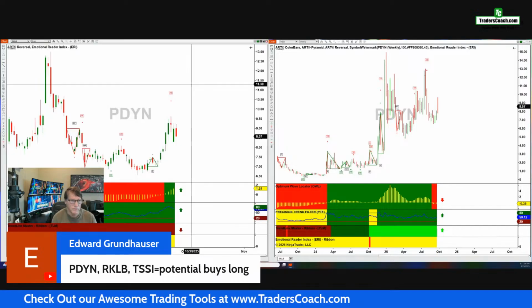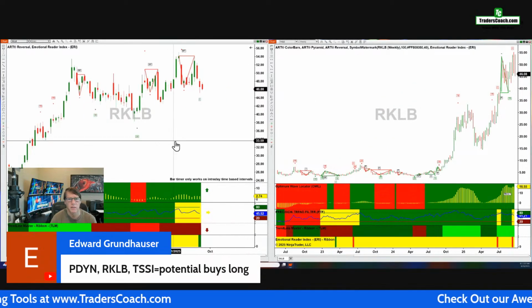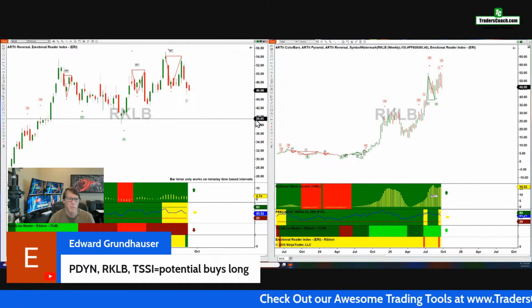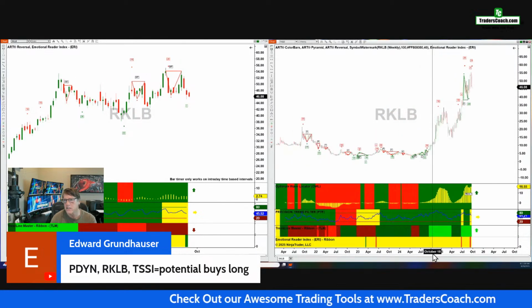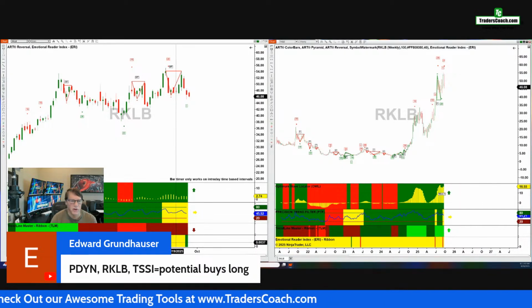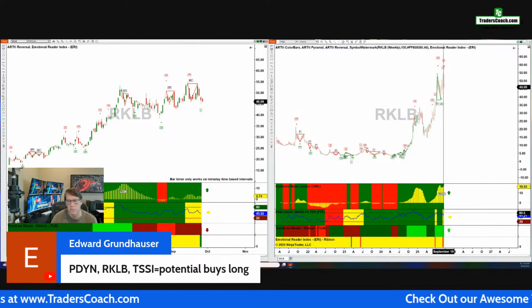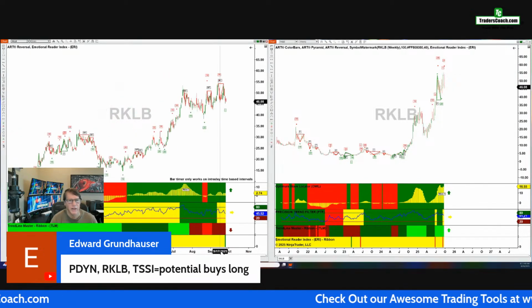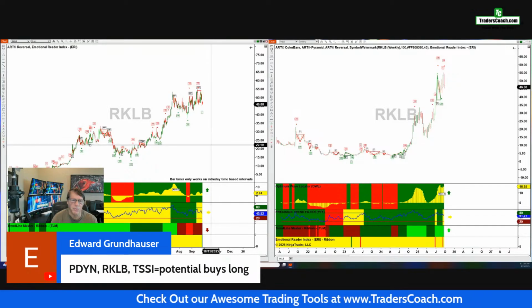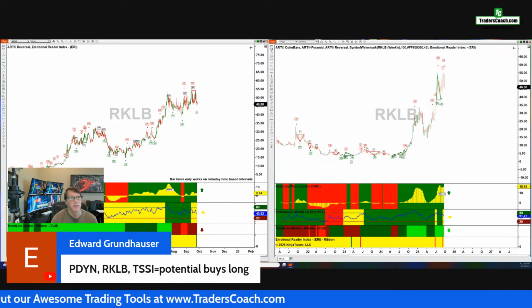RKLB. Let's see what we got cooking on this. Okay, so from a weekly standpoint, we're already up in the stratosphere. Are we going higher? Well, now we have yellow PTFs, so that takes that edge off the table. I would wait on this one. I think probably a pullback is in order here. And let's just see here.